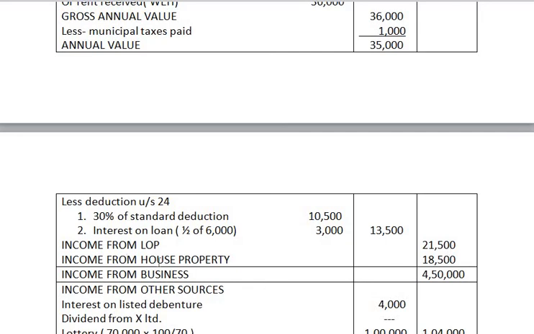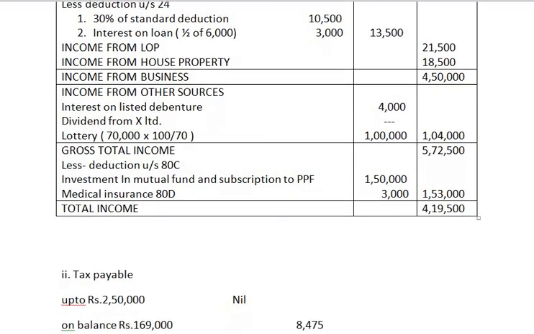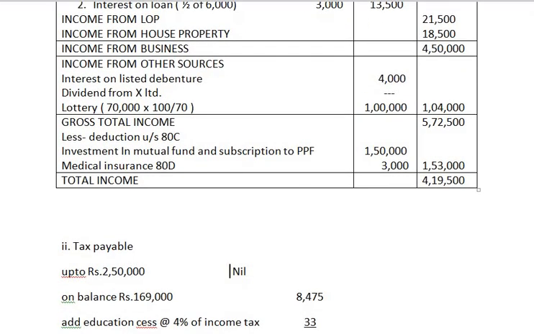Now we have to calculate income from house property. Income from house property is total of house 1 and house 2. House 1 shows the loss of minus 3,000 and house 2 shows the income of 21,500. So, 21,500 minus the loss from self-occupied property, remaining balance is known as income from house property, that is 18,500. This is about second head of income, that is income from house property.